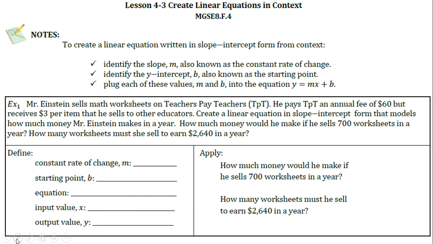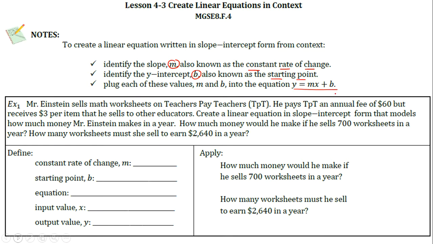When creating a linear equation, just like we've learned algebraically and graphically, you need to know the slope and the y-intercept. For our word problems, we'll consider the slope a constant rate of change. The y-intercept, we're going to call it our starting point. And then we're going to put those two values, m and b, the constant rate of change and your starting point, into the equation y equals mx plus b.